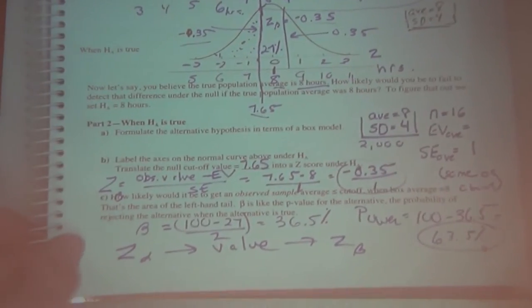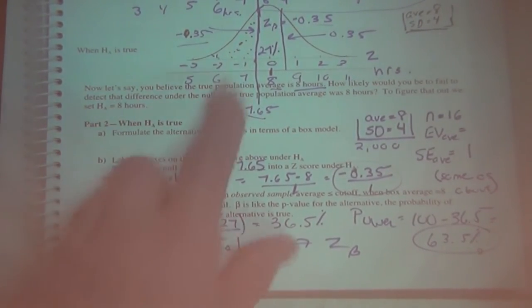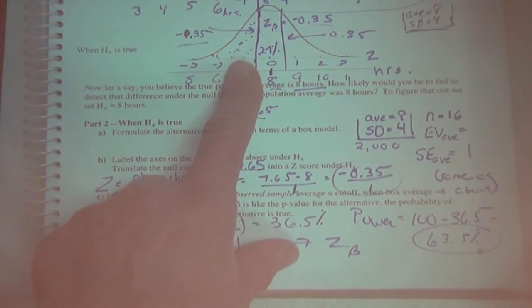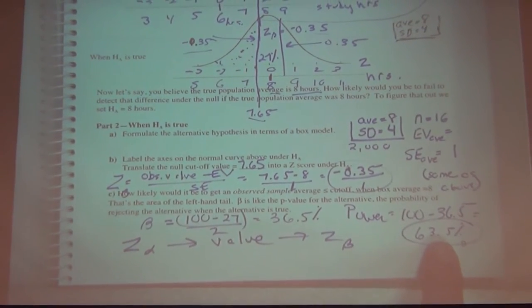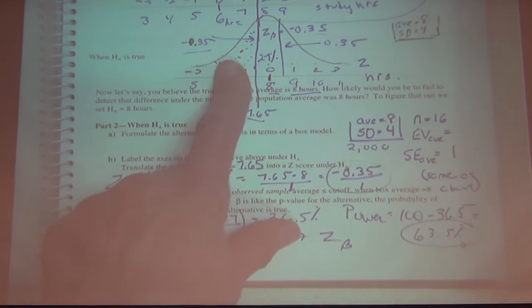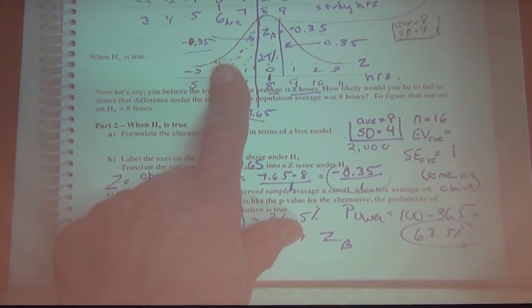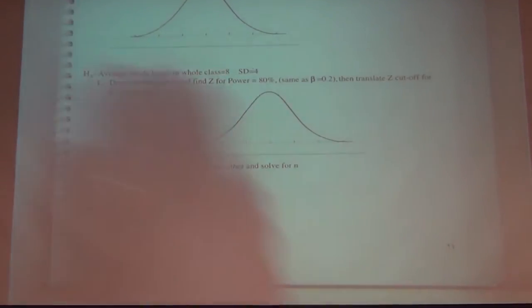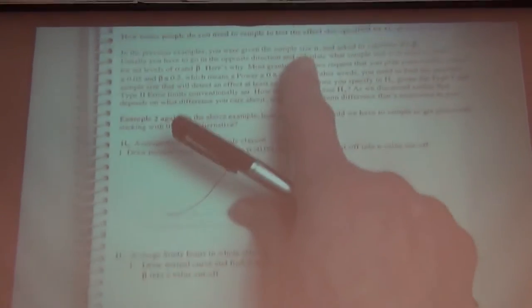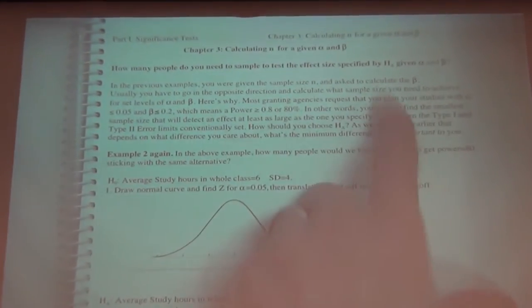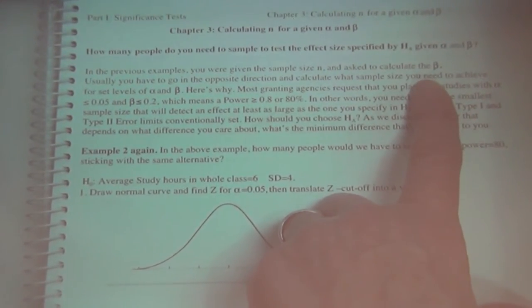But now, so we did this with a sample size of 16, and we saw we had quite a big type 2 error and quite small power. What if we wanted to increase that power and reduce this type 2 error? So that brings us to our next question, chapter 3. In the previous example, you were given the sample size, n equals 16, and asked to calculate the type 2 error.